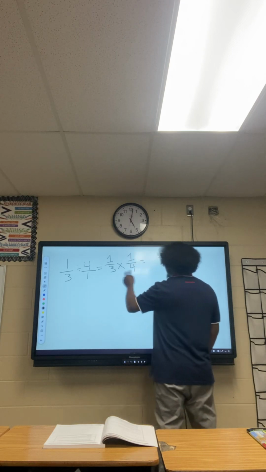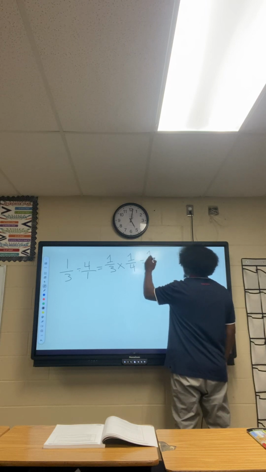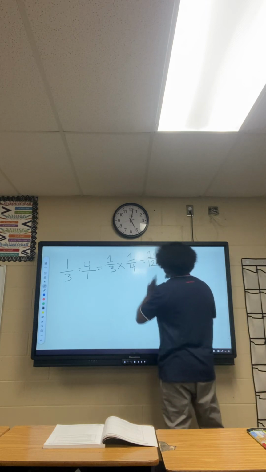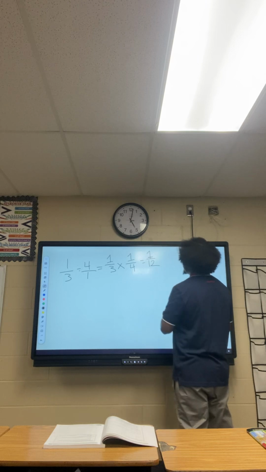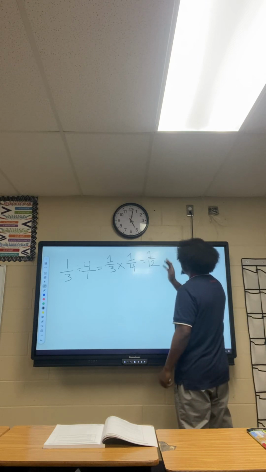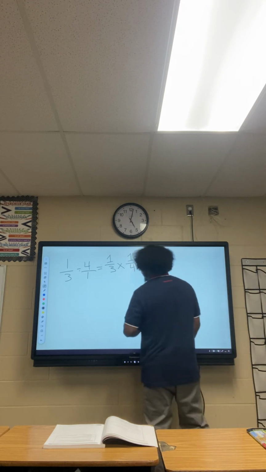So now we can multiply straight across. So we have 1 times 1, which is 1. And we have 3 times 4, which is 12. Okay? So in the event that we have 1 as our numerator, we already know that this fraction is in simplest form, okay? Because we cannot divide anything by 1, okay? So 1/12 is your answer.